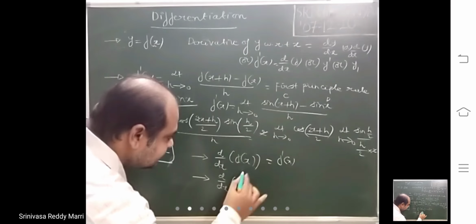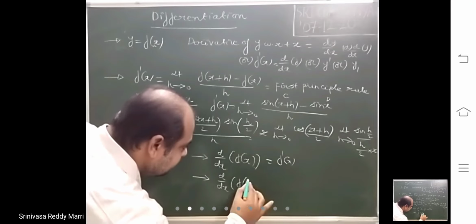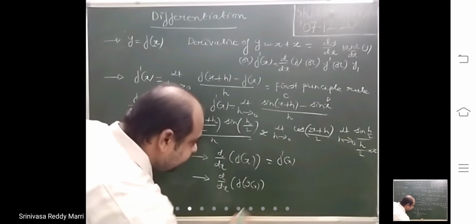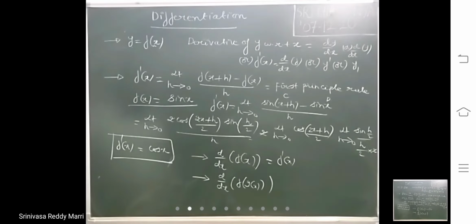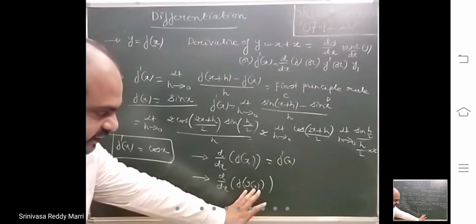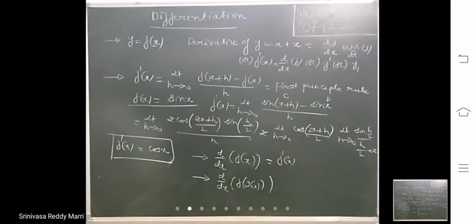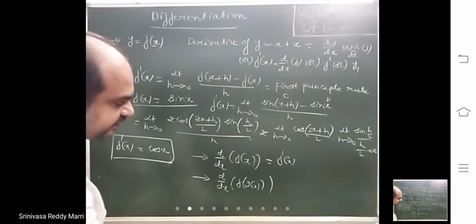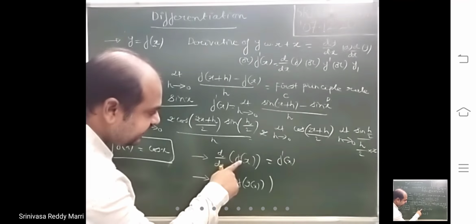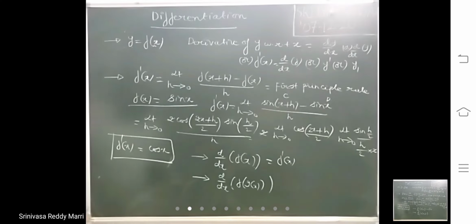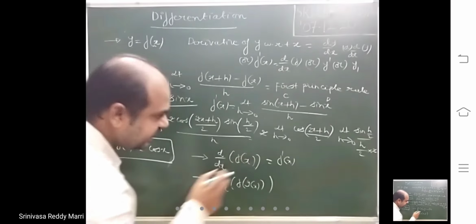Suppose instead of f of x, you get f of g of x. A composite function, a function of a function, will be there. In this case, you know d by dx of f of x is f dash x. That means if x is there, here you can write f dash x.